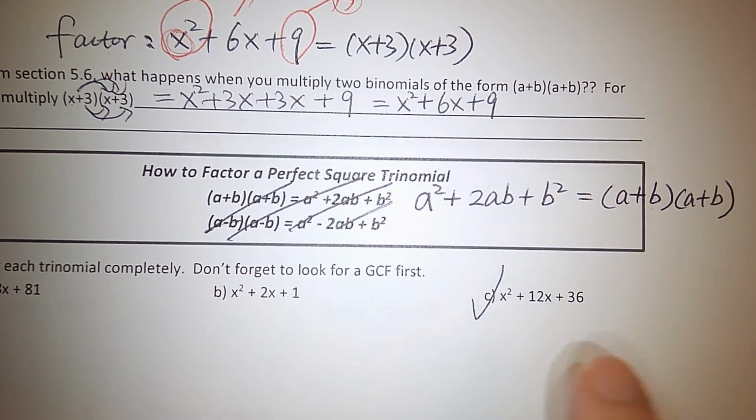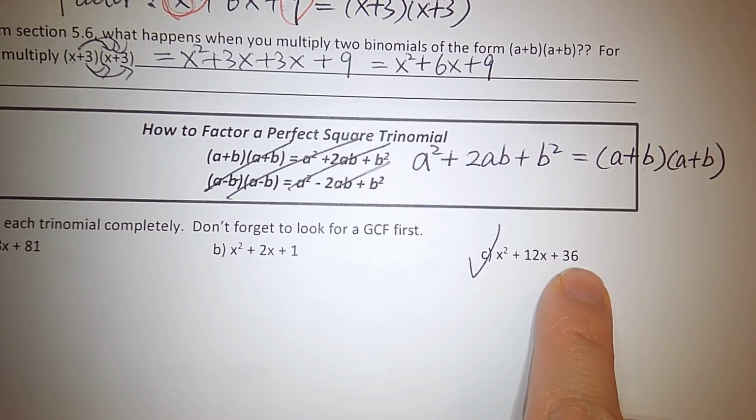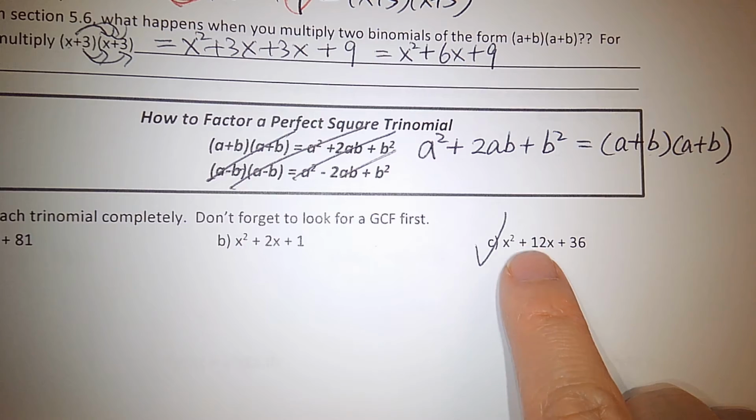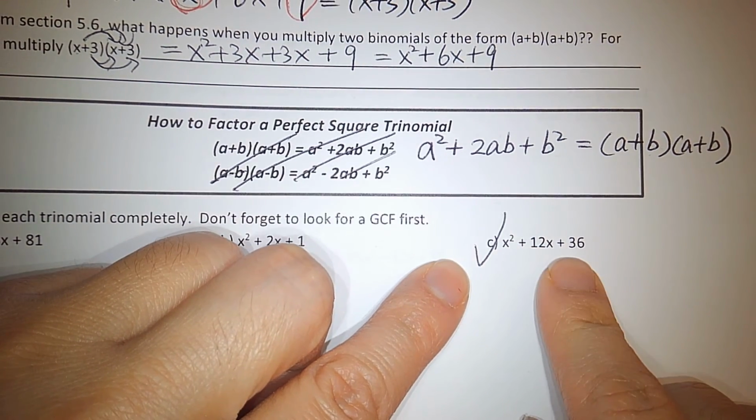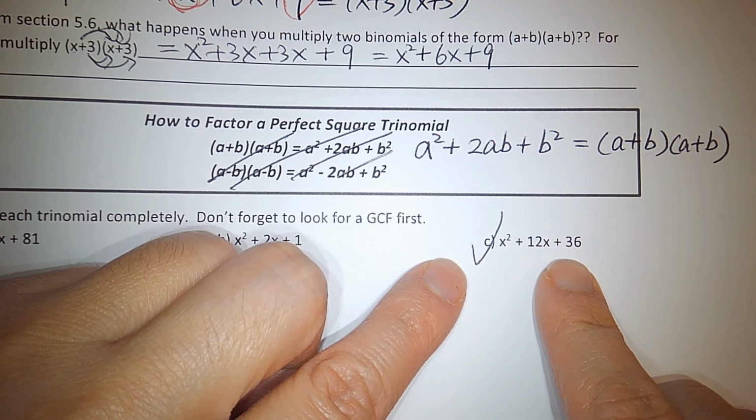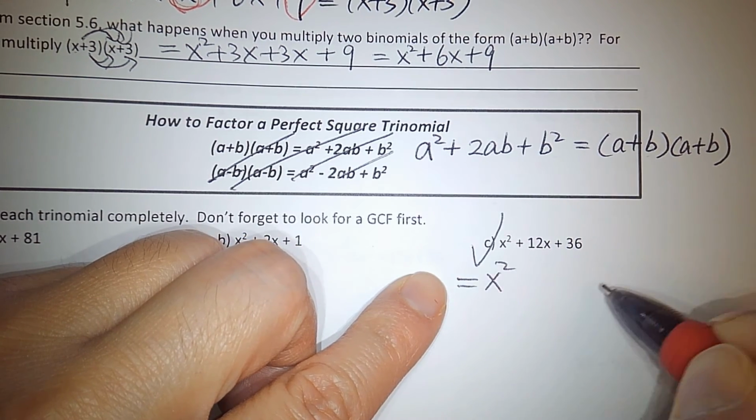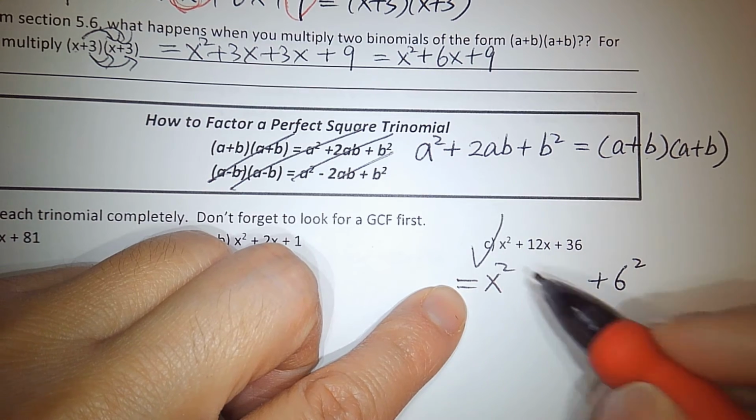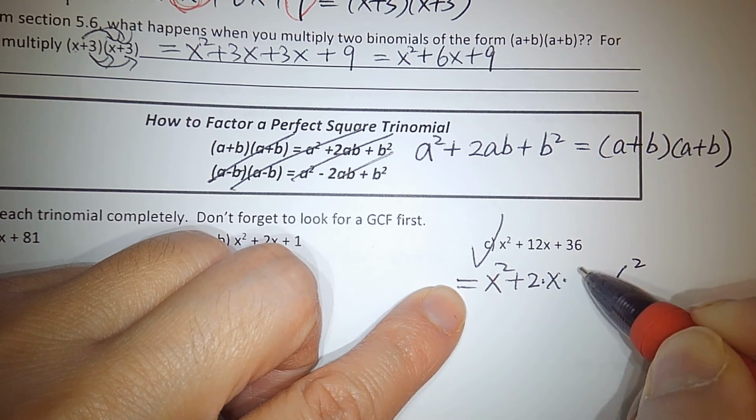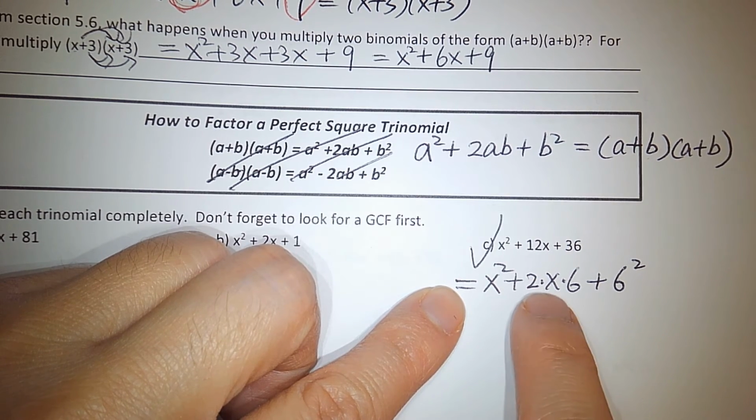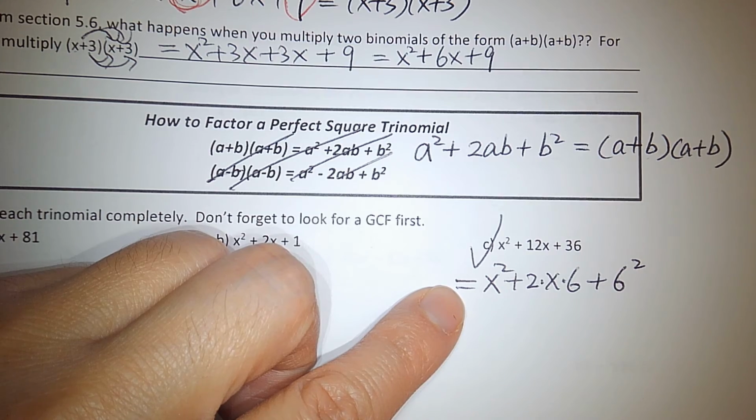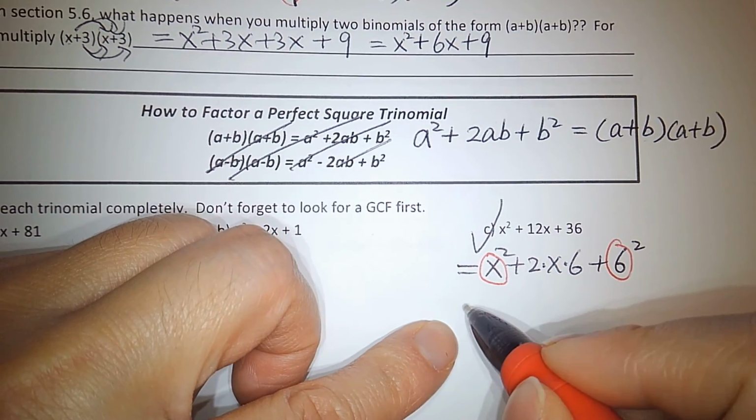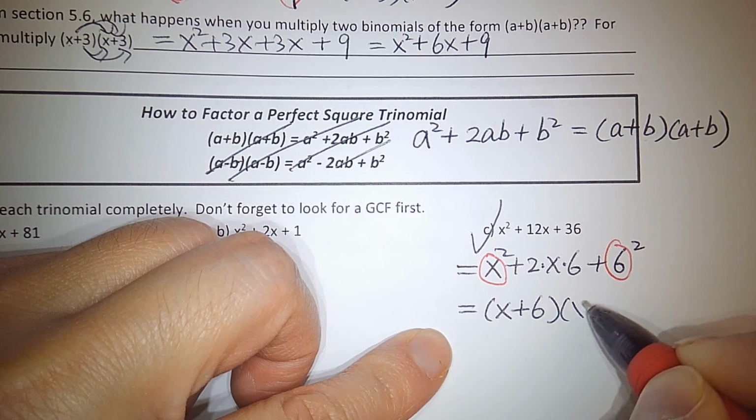So now I'm going to let you guys practice. Let's factor x squared plus 12x plus 36. See whether we are able to use this formula or not. Among the 3 terms, do you have 2 perfect square terms? x squared, and 36 is 6 squared, right? And is the middle term equal to 2 times x times 6? Well, 2 times x times 6 equals 12x, yes or no? Yes. So what are the a and b in the question? a is x, b is 6. So we can factor this trinomial to be a plus b times a plus b.